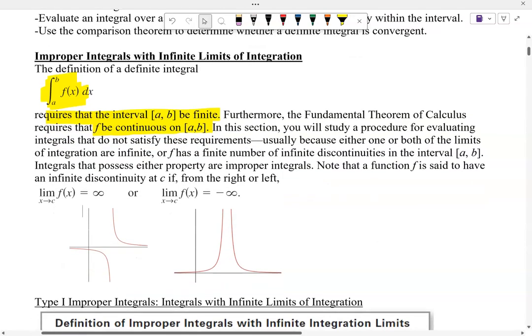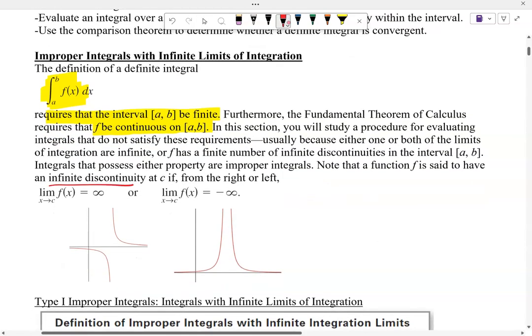An infinite discontinuity. Here's a picture of an infinite discontinuity. If you approach c from the right, it's shooting you up to infinity. As you're approaching it from the left, it's shooting you down. So you've got a vertical asymptote. These are infinite discontinuities, and we're going to be able to do some of those.